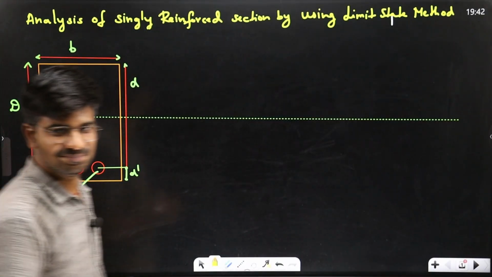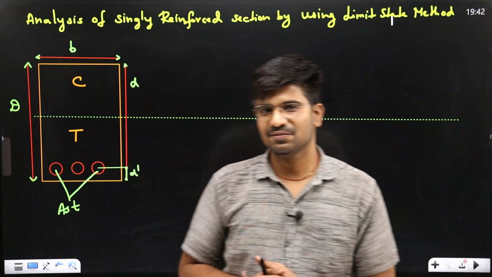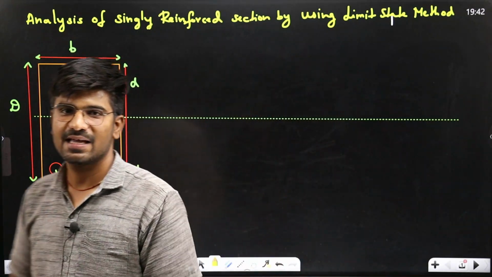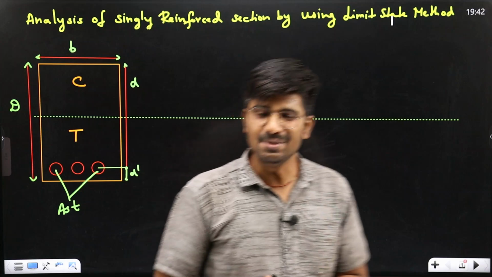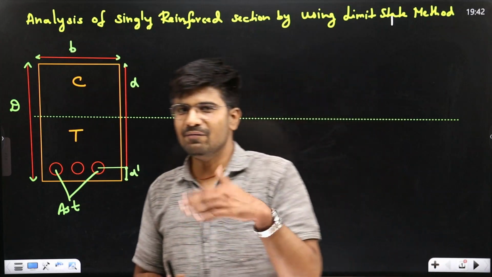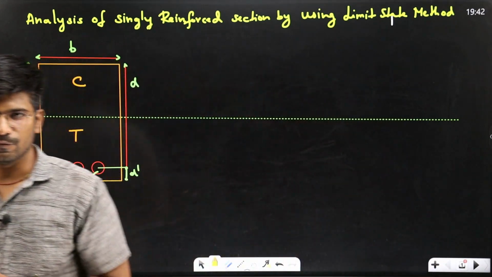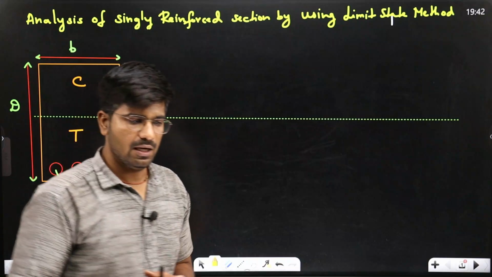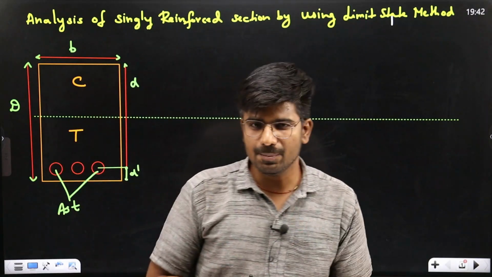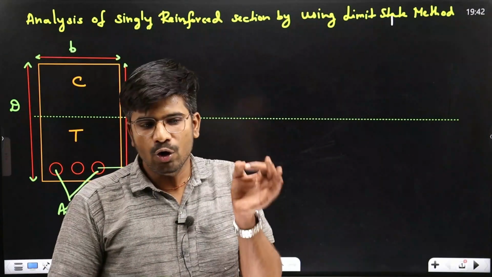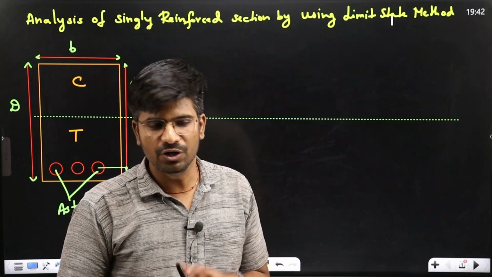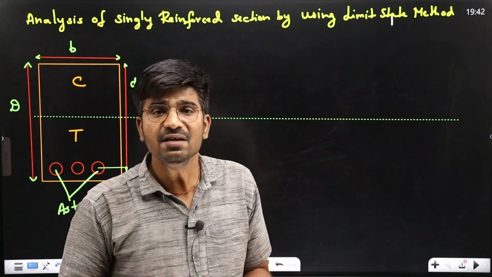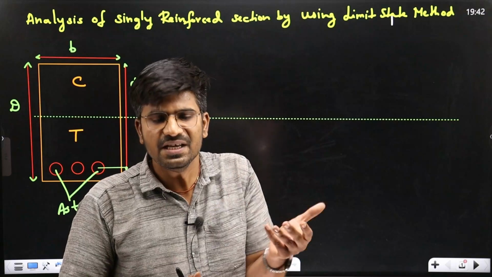So hello everyone. In this class, we are going to discuss analysis of singly reinforced section by using limit state method. So one by one, we will discuss everything from scratch. First thing, you are very familiar about it. The concrete is weak in tension. We all know that concrete is good in compression but weak in tension.